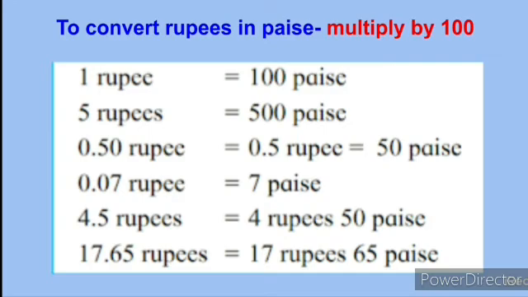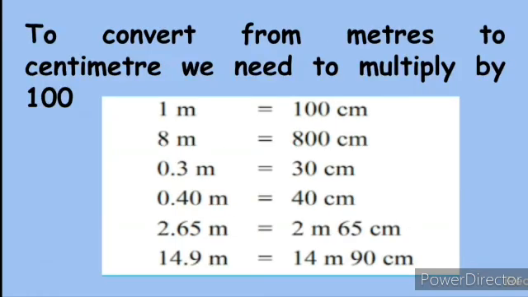Now 0.50 we are going to multiply by 100. How much do we get? 50 paise. 0.07 rupee means how many paisa? 7 paisa. 4.5 rupees means 4 rupees 50 paisa, and 17.65 rupees means 17 rupees 65 paisa.